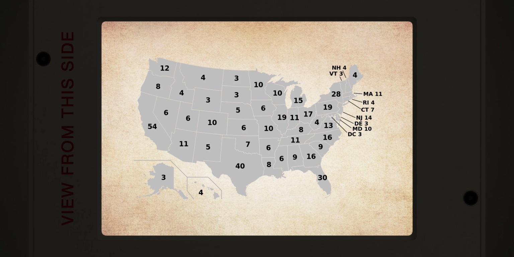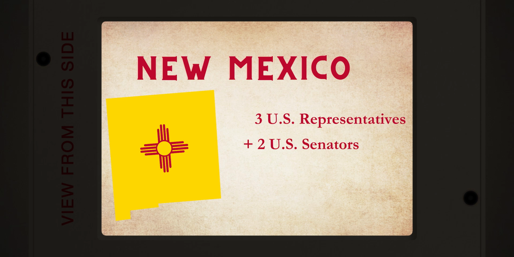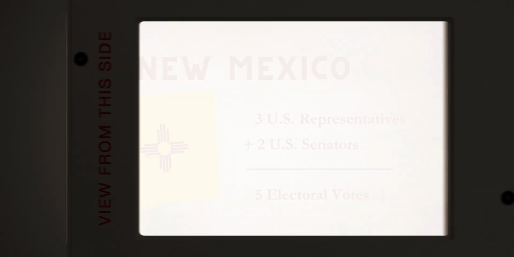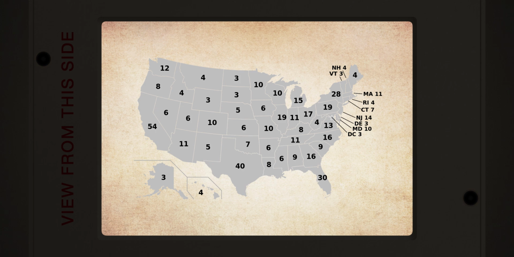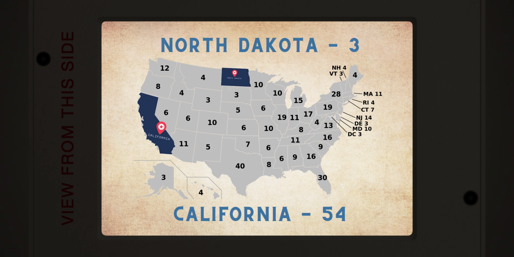So how does this whole system work? Let's take, for an example, the great state of New Mexico. Today, New Mexico has, based on its population, 3 representatives in the House of Representatives and, like all states, 2 senators in the Senate, for a grand total of 5 electoral votes. States with larger populations, like California, have more electoral votes because they have more representatives based on their larger population. A couple states with very small populations have only 3 electors, based on 1 representative and 2 senators.